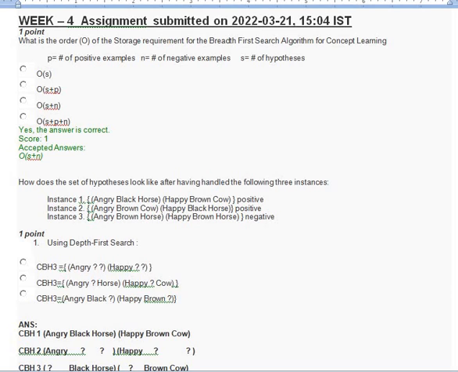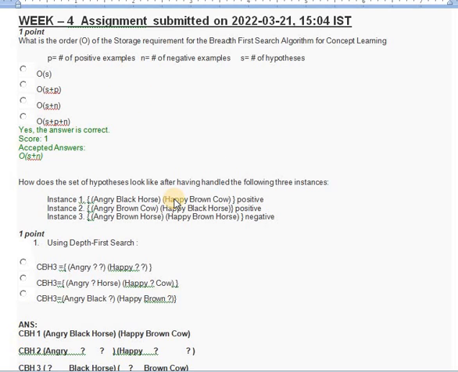They asked about the storage requirement of a breadth first search algorithm, the concept. What is the storage requirement? They are saying the right answer is O plus N plus N. That is for a breadth first search algorithm. If it is depth first search, then the answer will be P plus N. And if it is version space search, then the answer will be S plus G. Only 3 answers will be there.